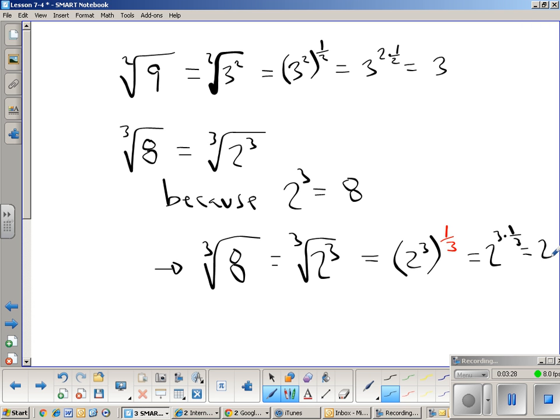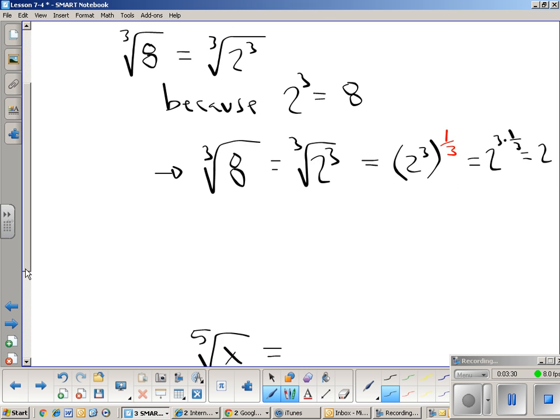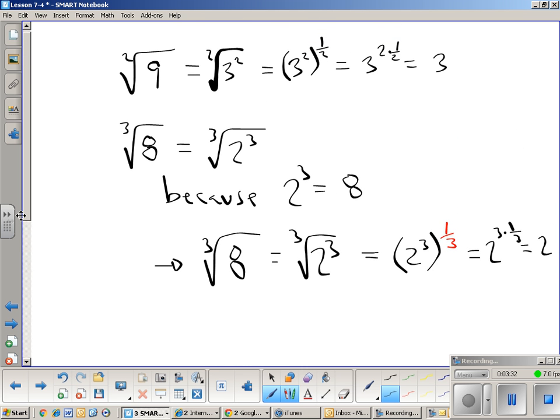All right. Not a lot of discovery going on today. I'm just going to show you the facts, give you some time to practice the facts, and then tomorrow we're going to learn how to solve equations with these radical and rational exponents.